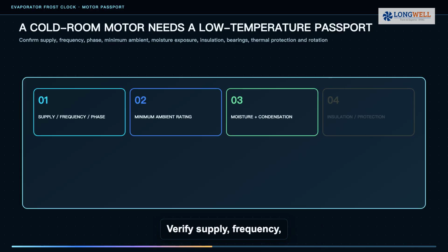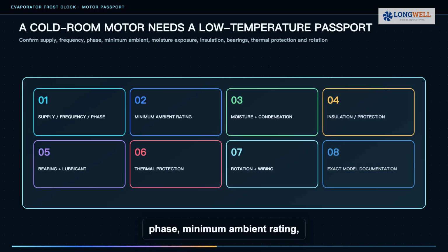Verify supply, frequency, phase, minimum ambient rating, moisture and condensation exposure, insulation and enclosure, bearing lubricant, thermal protection, wiring and rotation. Do not assume a standard room temperature motor is suitable inside a freezer.